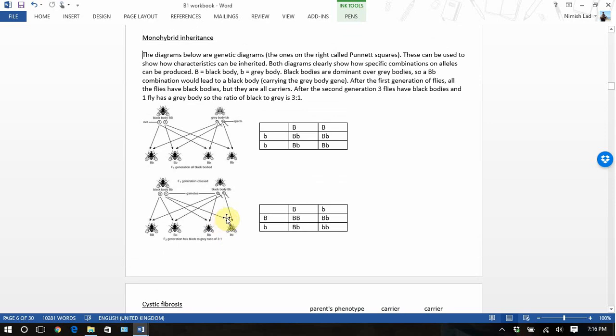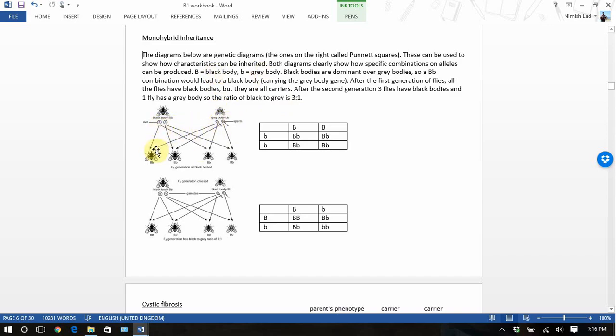Right, let's get into some ideas of inheritance then. So over here we've got Punnett squares, and we've got inheritance diagrams here as well. These can be used to show how characteristics can be inherited. Both diagrams clearly show specific combinations of alleles which can be produced. So we've got the idea of black body and grey body. So we've got big B, little b, little b.